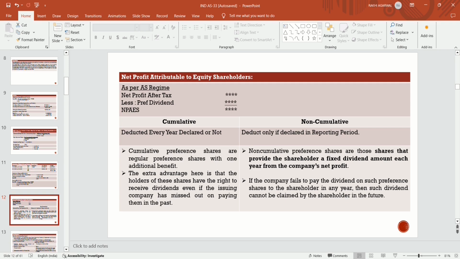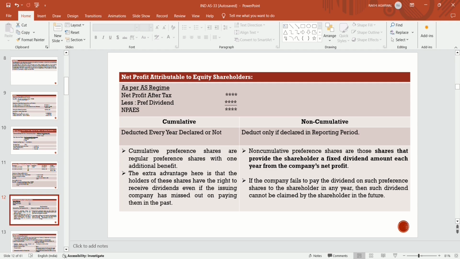So what differences are there? We will discuss today in Ind AS. What does Ind AS say about cumulative preference shares? Firstly we will understand what cumulative is. Cumulative means deduct every year, declared or not. It is not mandatory to declare the dividend in case of cumulative, but you have to deduct it every year whether you have declared or not. But in case of non-cumulative, you have to deduct only if you have declared in the reporting period. If you had not declared, you don't need to pay the dividend in case of non-cumulative preference shares. But in case of cumulative preference shares, it is mandatory to pay dividend even if you have not declared.